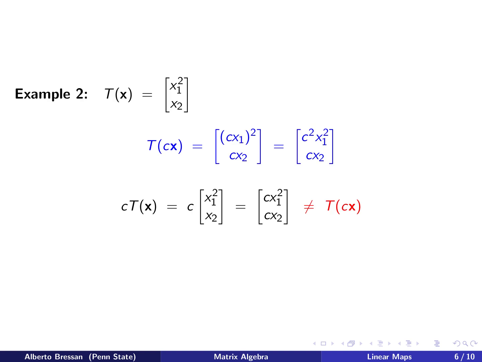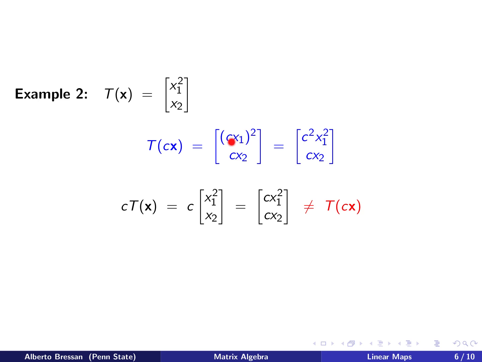Okay, let's take a look at a second example, which is a more obvious one. The transformation takes the form T of x equals x1 squared. The first element I square, and the second element I keep. Okay, so can this be a linear transformation? Well, let's check the first property. If I multiply x by c, this will be cx1 and cx2, a vector. Then the transformation will take the square of the first one, so I'll have (cx1) squared and cx2.